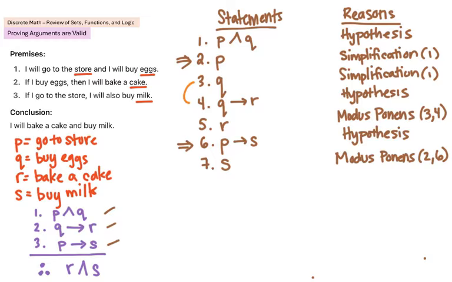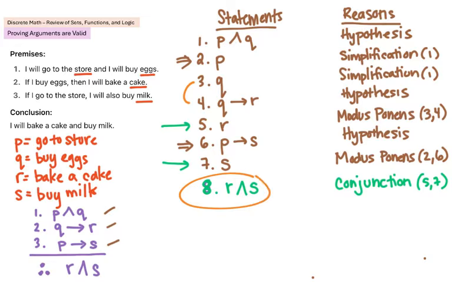Now we're almost there, but now let's move to step 8. Let's use a nice bright color. Since I have R and I have S, then I'm allowed to join them together and say R and S, and the reason for this is called conjunction. If you have two individual things, you are allowed to combine them together with and, and that's from steps 5 and 7. And now, since through my rules of inference I was able to conclude the conclusion, I have proven it is a valid argument.